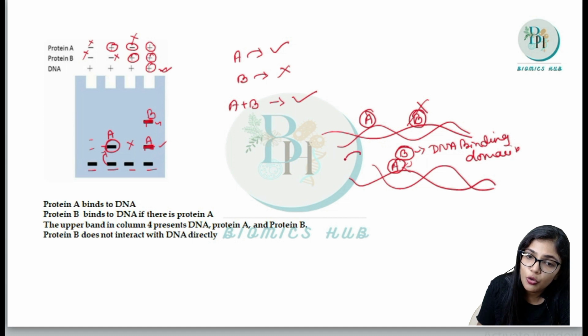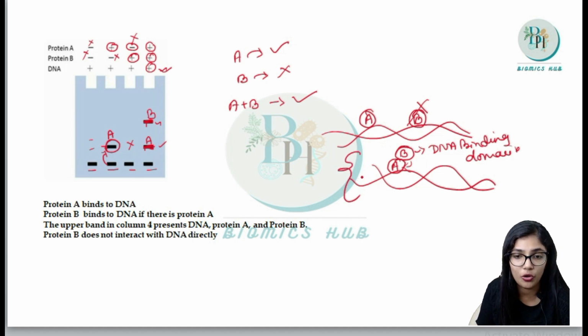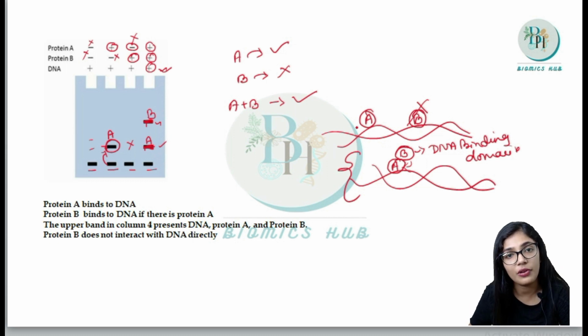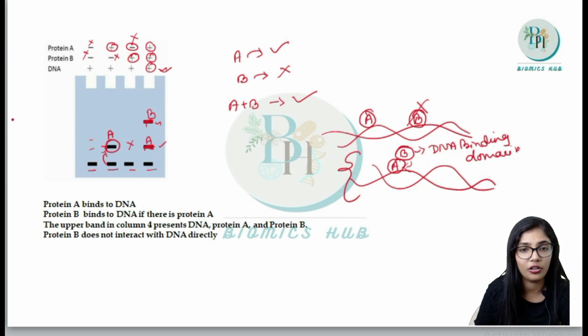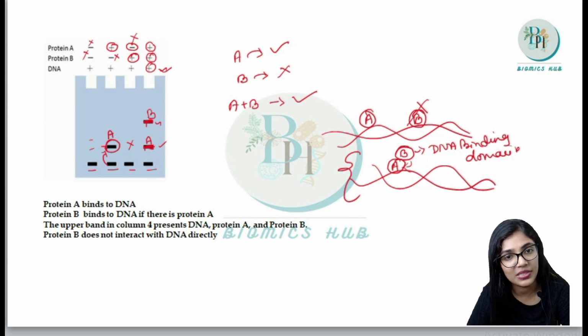So when these two proteins are interacting with a single DNA, it will have high molecular weight as compared to the DNA which is interacting with only protein A. This is how we can find out whether the proteins are interacting with this DNA or not. This is all about the EMSA technique.